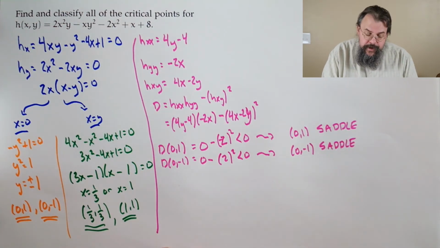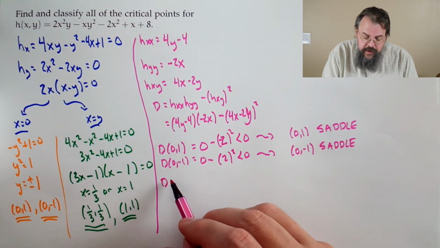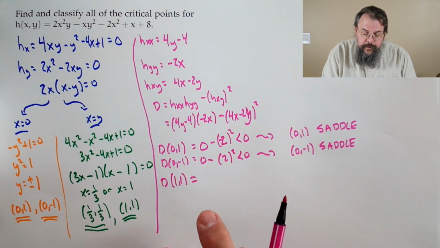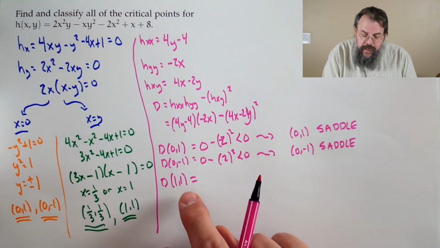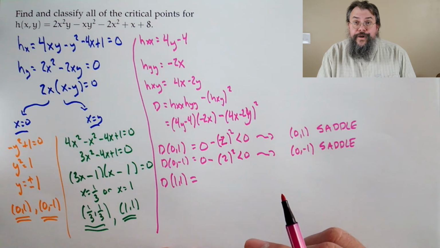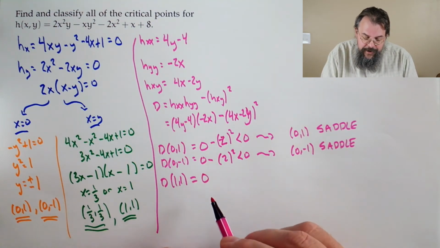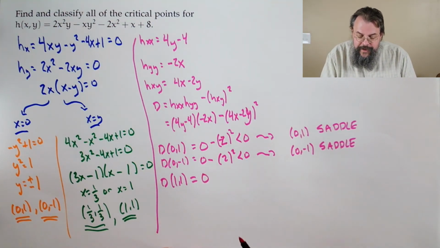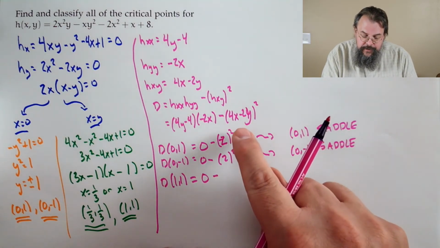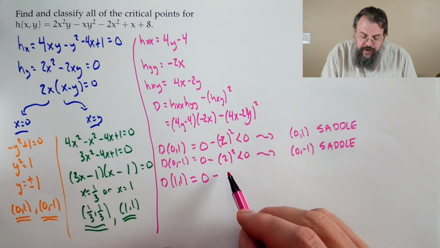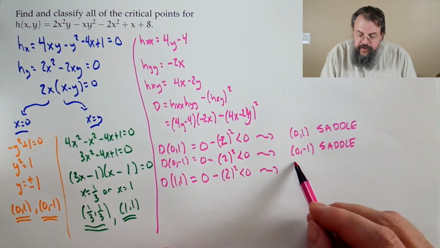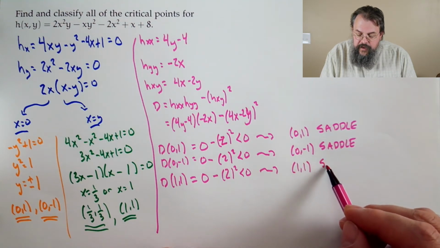All right. Well, still two possibilities. Let's do 1, 1. We'll save the fractions for the end. If we plug in x equals 1, y equals 1, well, 4 minus 4, 0. Gone. Forget it. Subtract, and then we're going to get 4 minus 2 squared. So that's 2 squared, less than 0. Okay, so 1, 1 is a saddle.